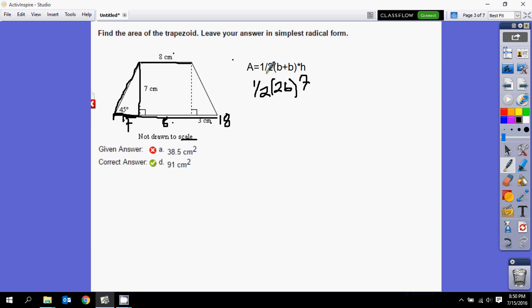So I've got 1/2 times 8 plus 18, which is 1/2 times 26 times the height of 7. Remember, your height is always perpendicular to your bases. So when I multiply those, 1/2 times 26 is 13, times 7 gets you to 91.